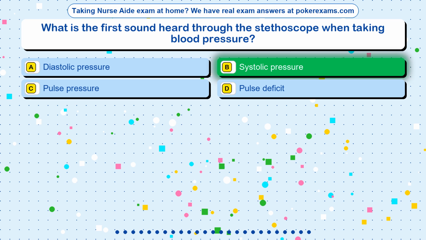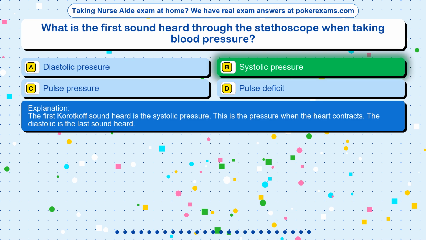The correct answer is option B. Systolic pressure. The first Korotkoff sound heard is the systolic pressure. This is the pressure when the heart contracts. The diastolic is the last sound heard.